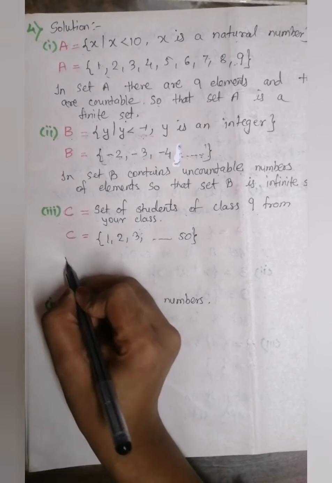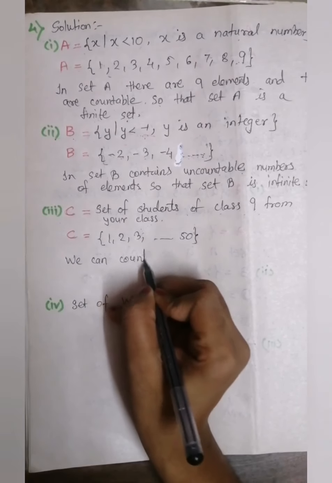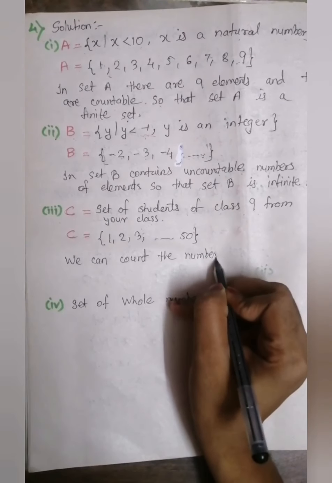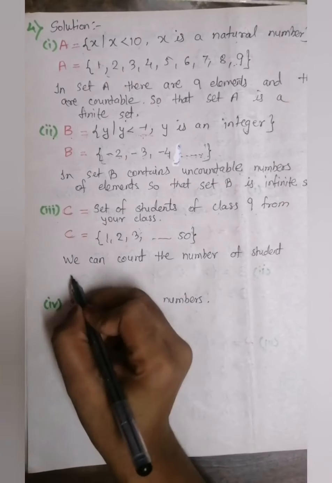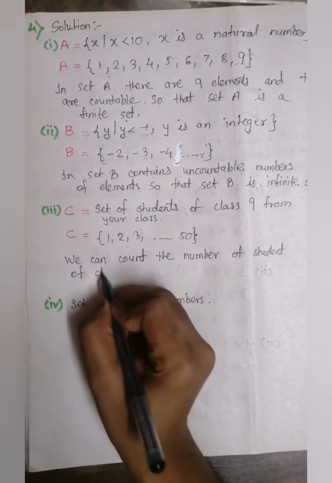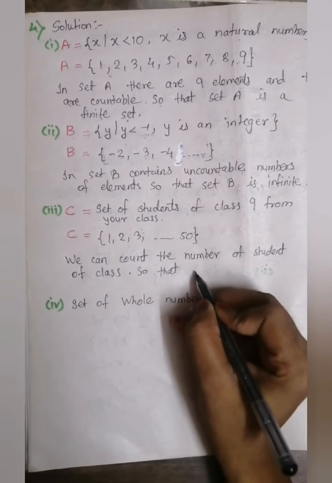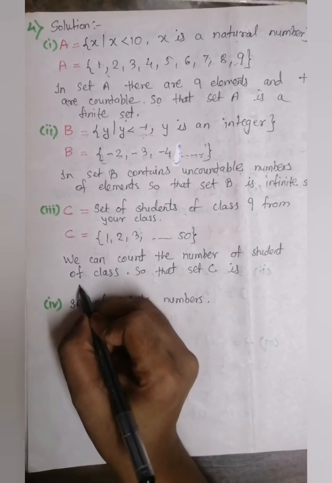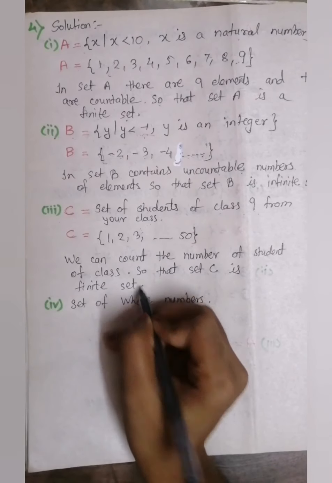So we have to write down the reason. We can count the number of students of the class, so that set C is a finite set.